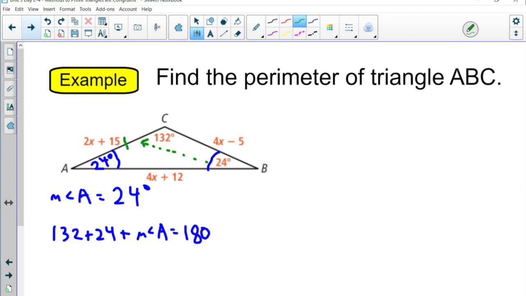Here's the equation that we can build. Again, I'm just showing what I mean by across from them. I'm standing at the angle, looking at the side across. Those are my two angles that have to be the same. So I have 2x plus 15, and I have 4x minus 5. And they have to be equal. That's the whole idea. We're going to make them equal to each other.